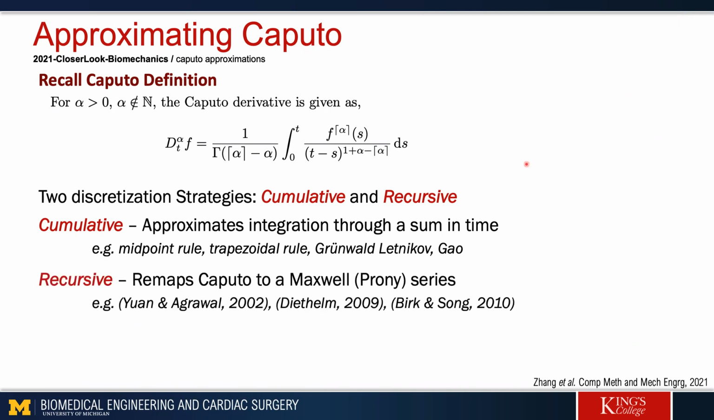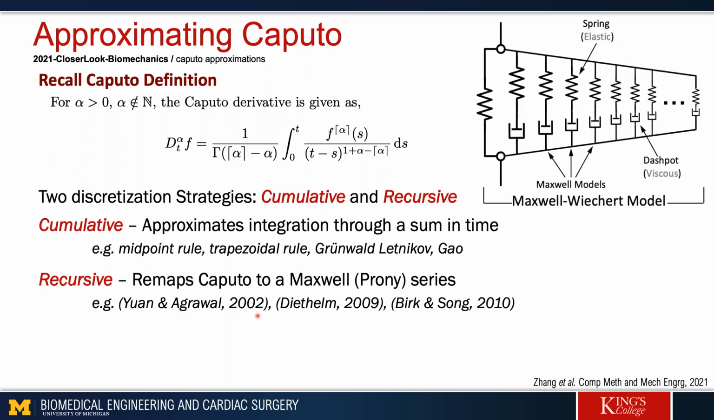All right. So the other approach is to take a recursive approach. And this was really kind of pioneered by Yuan and Agrawal in 2002. And the idea of this is actually going back to the reason, or the link, that this power law has with standard viscoelastic models, and that this power law is really representing a spectrum of relaxations. So what you could conceivably do is to say that this is related to a standard generalized Maxwell model or Maxwell-Wiechert model, and represent it as a series of parallel Maxwell branches.